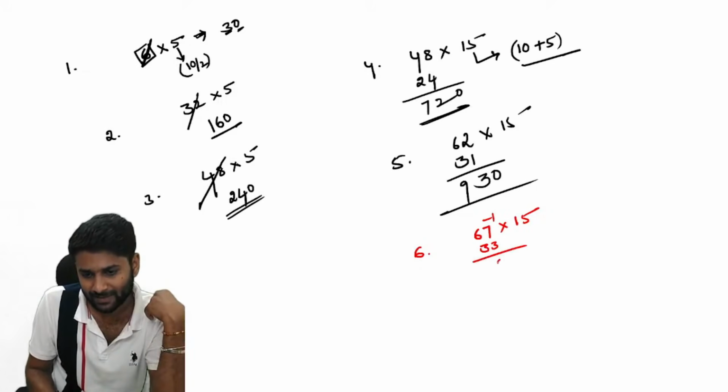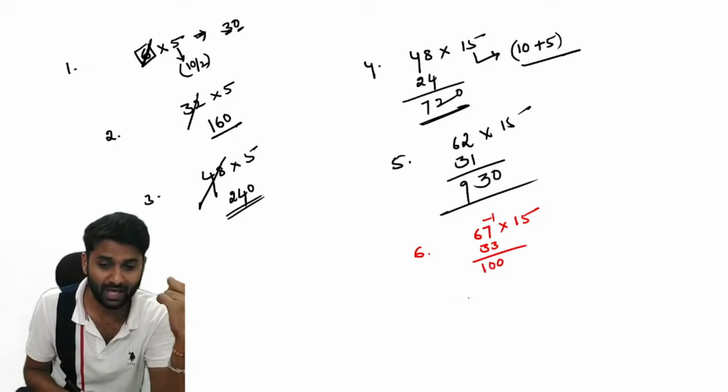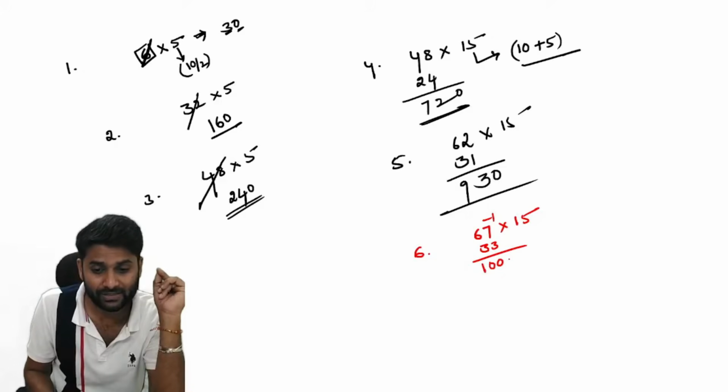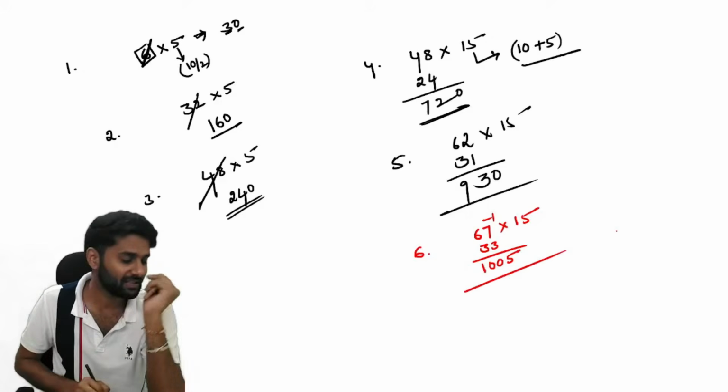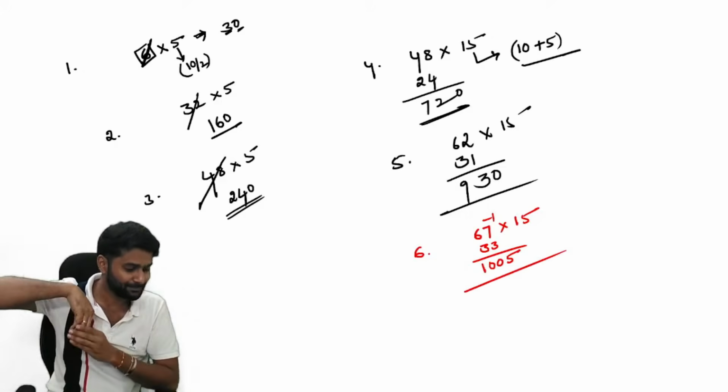Now see, 6 plus 3 and 6 plus 3, then the total value is 100. I told you, you have to consider the units place as 5. So that's why the answer is 1005.